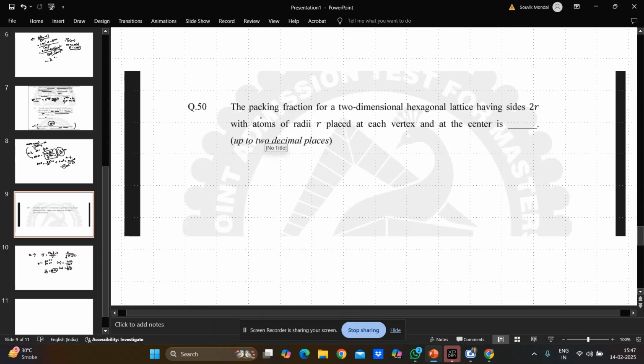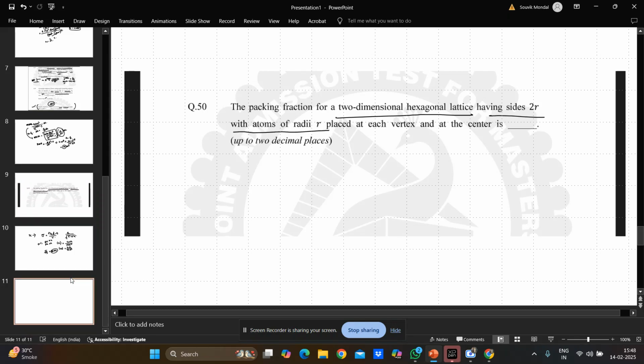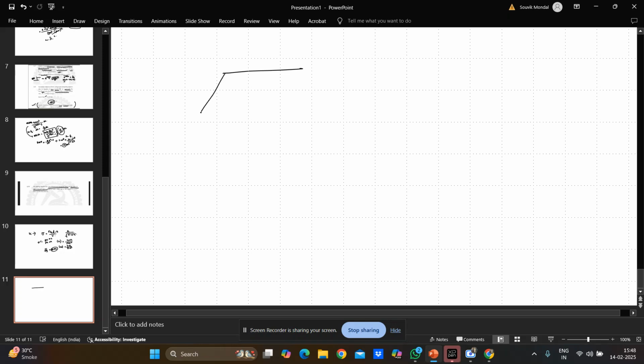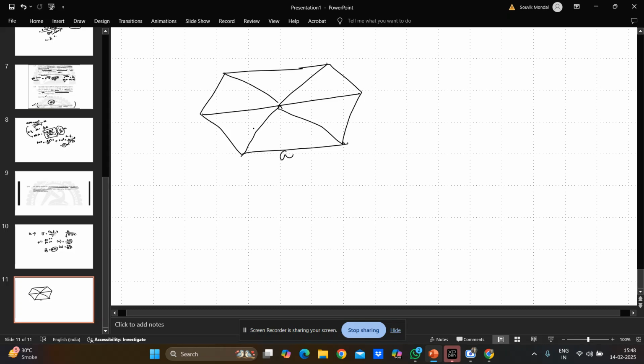The 50th question: the packing fraction of a two-dimensional hexagonal lattice having sides 2r, with atoms of radius r placed at each vertex and at the center. Okay, so this is also a standard problem. It is a 2D hexagonal lattice, and you should know how to decompose it into triangles. Suppose this is the center, so they all are equilateral triangles, all of side length a. There are six equilateral triangles. So if you assume the length is a, then 6 into root 3 by 4 a square is the area of this total hexagonal structure.